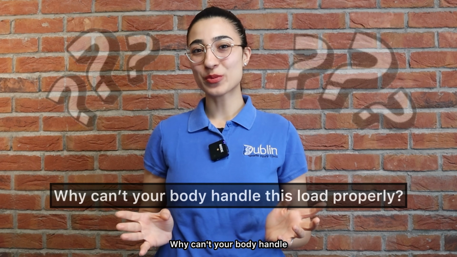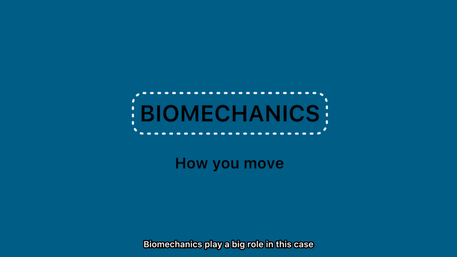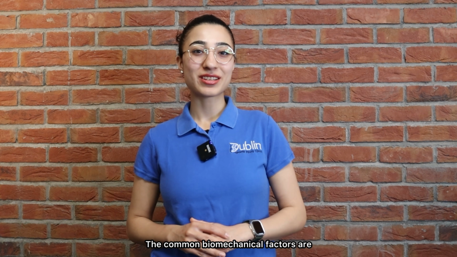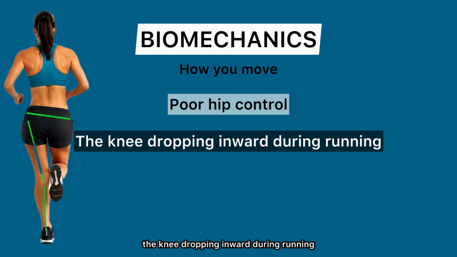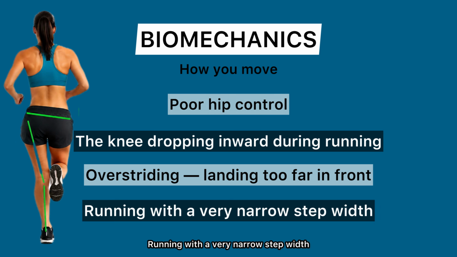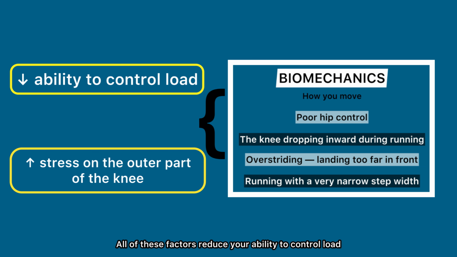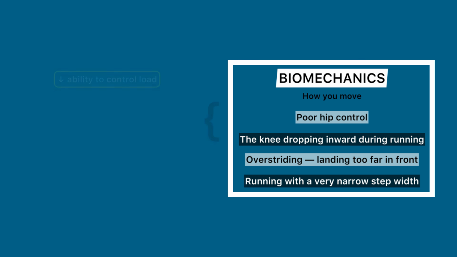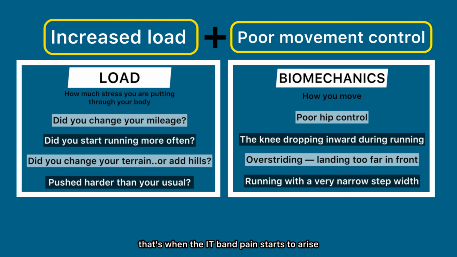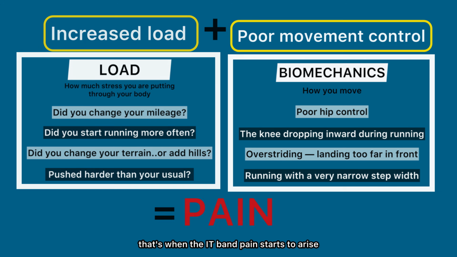Why can't your body handle that load properly? Research highlights that your body biomechanics play a big role in this case. Common biomechanical factors are poor hip control, the knee dropping inward during running, overstriding, landing too far in front, and running with a very narrow step width. All of these factors reduce your ability to control load and increase stress on the outer part of the knee. So, when you combine increased load with poor movement control, that's when the IT band pain starts to arise.